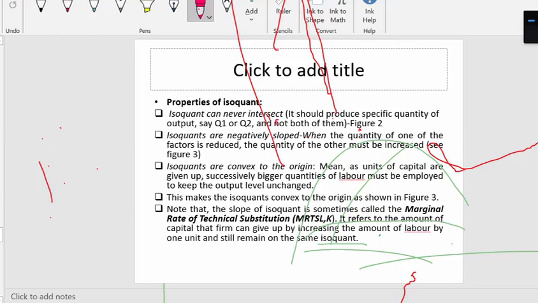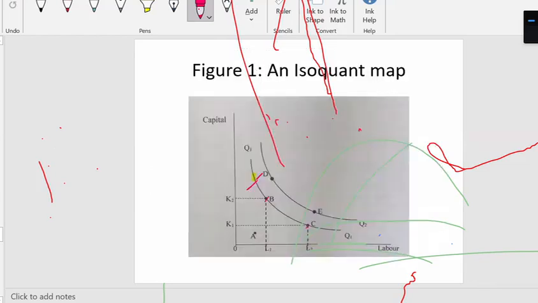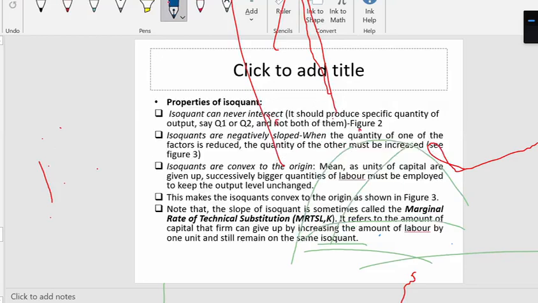One, iso-quantities can never intersect. For example, because we are producing the same output, this curve cannot intersect with the other. They cannot intersect because if they intersect, it means they will produce different output. So the first property, iso-quantities can never intersect. Each should produce a specific quantity of output. For example, Q1 deals with Q1, and Q2 produces at different levels. We have seen that.